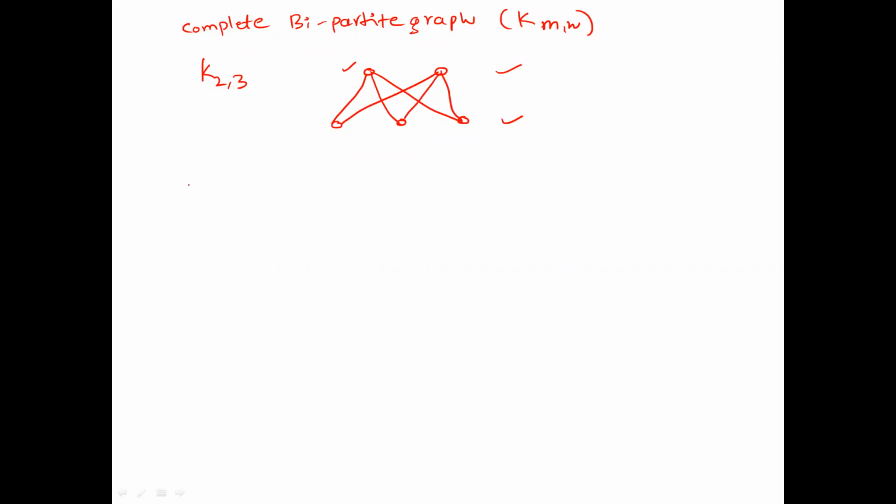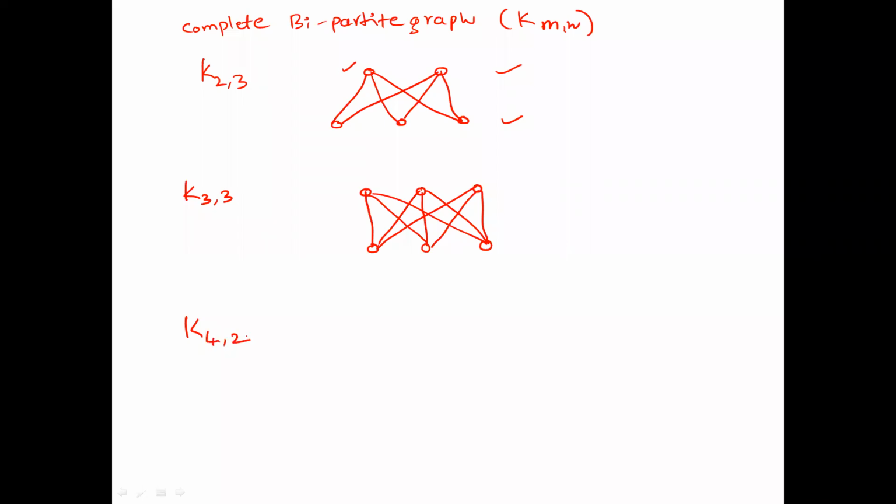For example, K3,3. How K3,3? The first group contains 3 vertices, and the second group also contains 3 vertices. Now this vertex must be adjacent to all the vertices in the second group. The second vertex also must be adjacent to all 3. The third one also must be adjacent to all 3. Hope you understand how you draw.